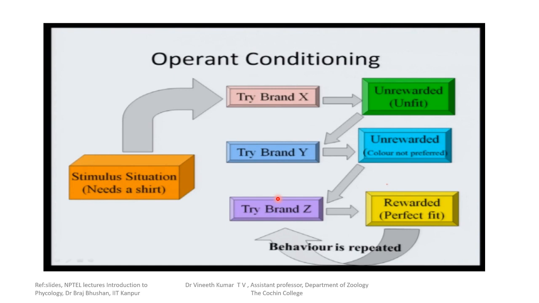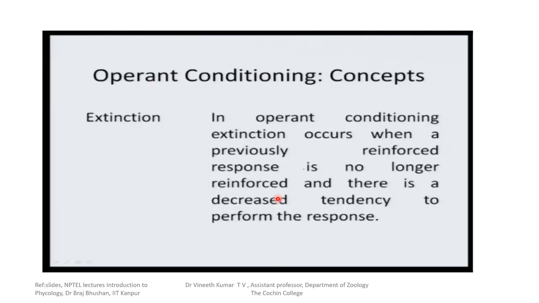So when the lever was pressed by the cat, it got food. When I tried brand Z, I got a shirt which is of perfect fit. So next time, if I am going to that particular shop, I will choose brand Z. The same thing, if I put the cat in the cage again, it will press the lever instead of moving and knocking all around. So this is what is called operant conditioning, and these are the examples of operant conditioning.